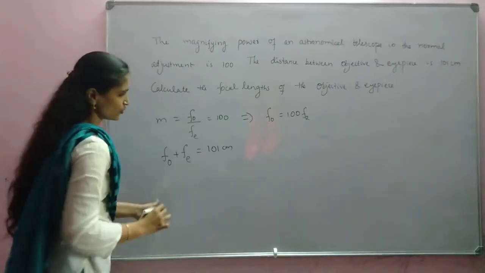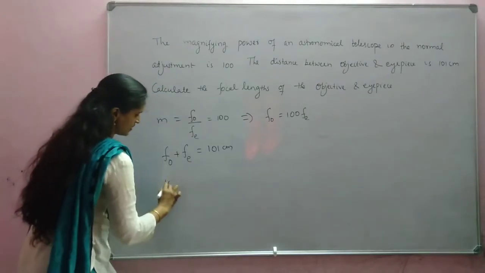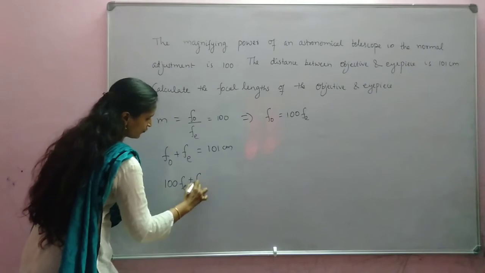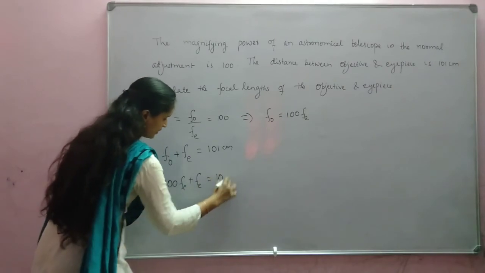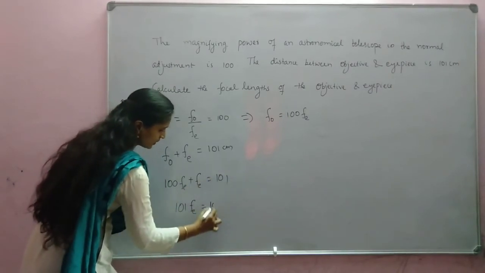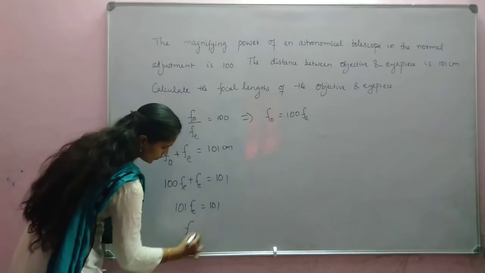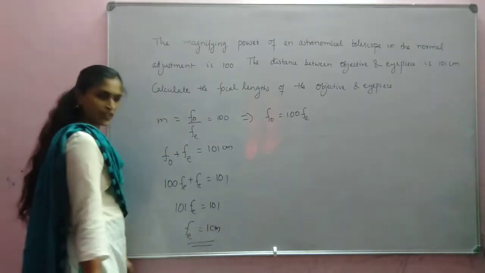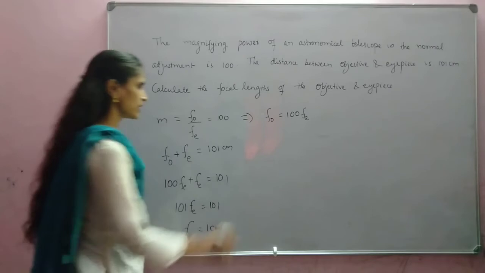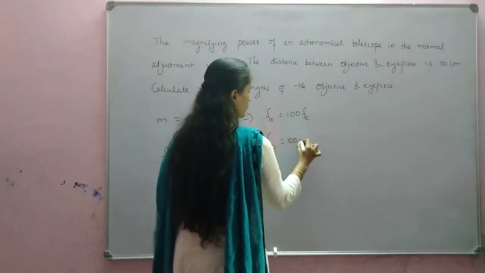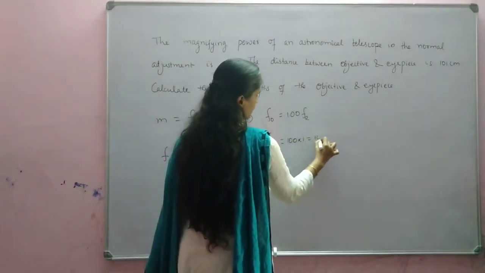So we can substitute here 100 Fe plus Fe is equal to 101, or 101 Fe is equal to 101, or Fe is equal to 1 centimeter. So focal length of the eyepiece we got as 1 centimeter. So focal length of objective is equal to 100 into Fe, which is 1, so 100 centimeter.